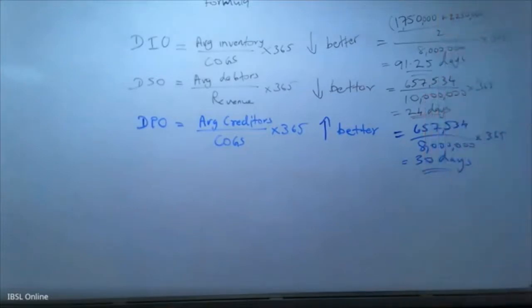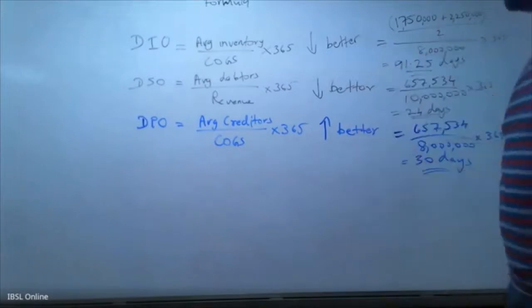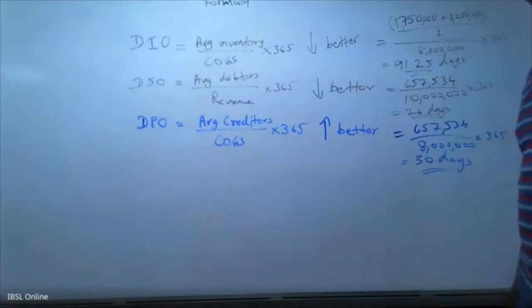Right. So days inventory outstanding of 91 means you're holding on to inventory for 91 days. Then days sales outstanding of 24 means you are giving 24 days of credit to your customers. And days payable outstanding of 30 days means your suppliers are giving you 30 days of credit. Right.